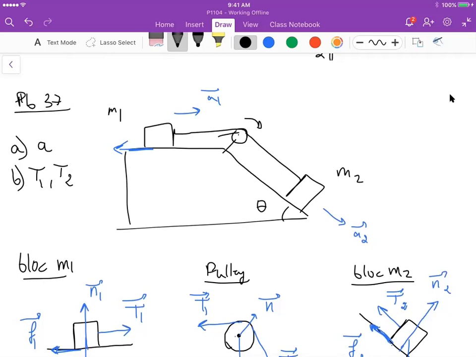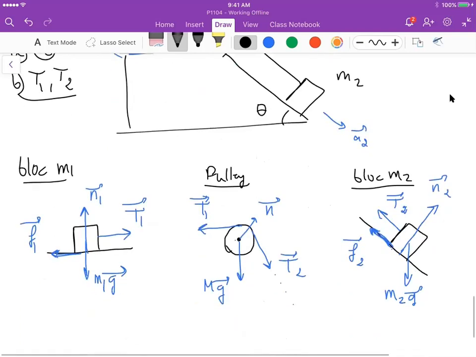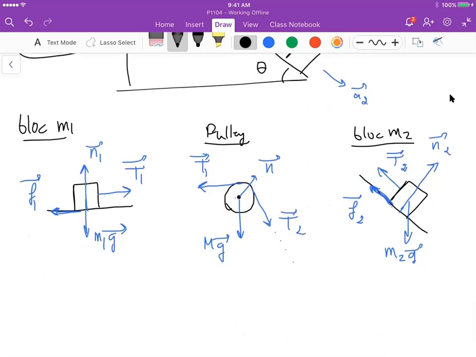And we have both tensions in the string, from one side and the other side of the pulley. Since we are looking for an acceleration and the forces, the only equation that gives access to the forces, like in this case T1 and T2, which are internal forces on the system as a whole, is Newton's second law. So let's apply Newton's second law for each part of the system. We're going to consider part 1, which is the block M1, part 2, which is the pulley, and part 3, the block M2. So let's start with the block M1.